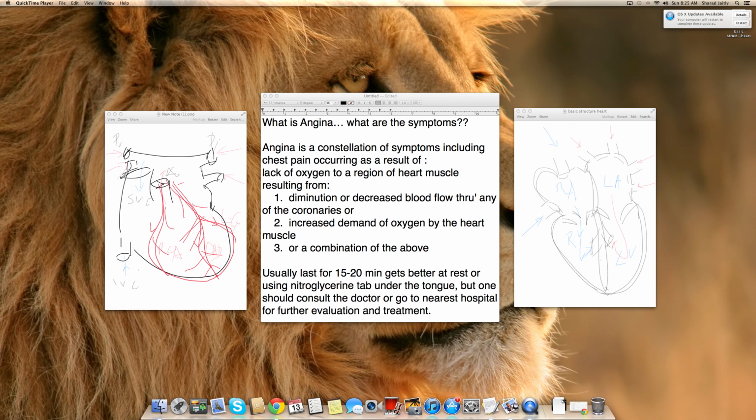These are very alarming symptoms, again, because obviously they are occurring in a setting where the heart is not getting enough oxygen, either because of an increased demand for some reason or because of decreased flow through any of these coronaries.